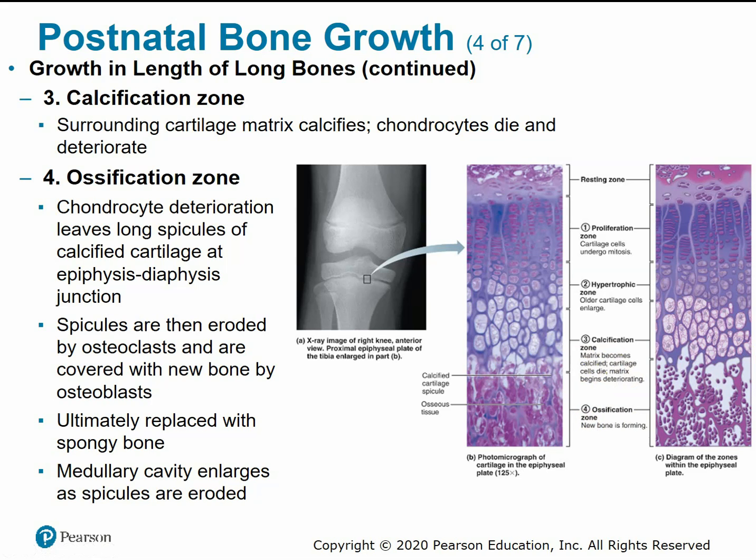So when the cartilage cells die, they leave these long spicules or little spikes of calcified cartilage at this epiphysis-diaphysis junction. So those skeletons of our dead cartilage cells will then be covered and replaced with new bone cells by the osteoblasts. So you can compare the different appearances of the different zones. So here's our resting zone, again, just normal cartilage. Proliferation, the number of cells are starting to increase, get a little more densely packed in there. Hypertrophic zone, the cells are enlarging and starting to break down, and then calcification zone followed by ossification.